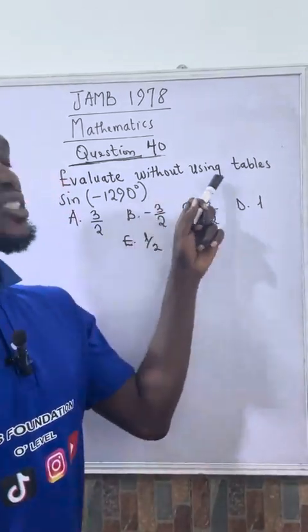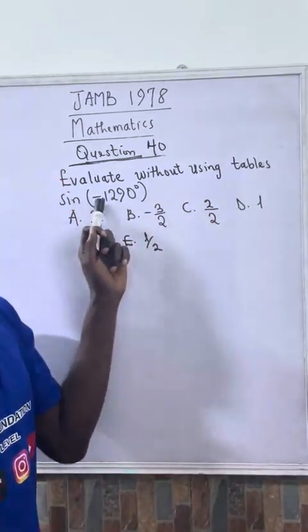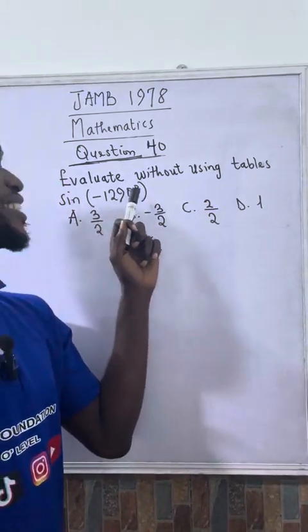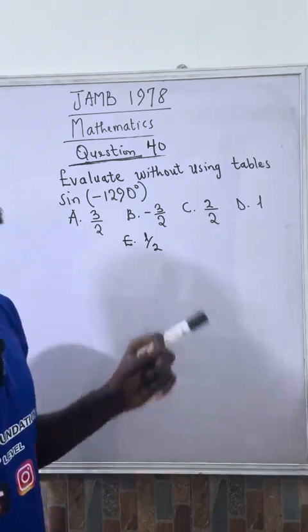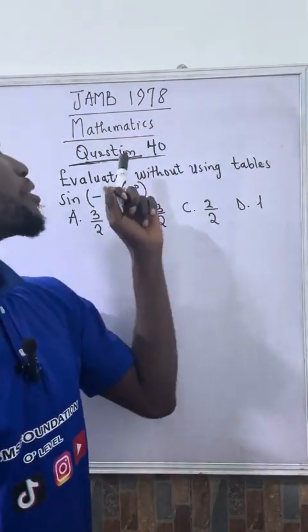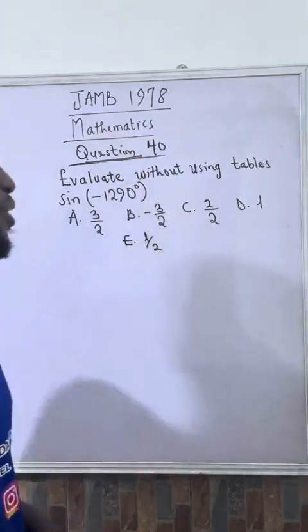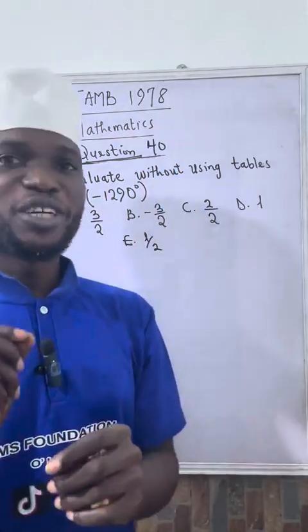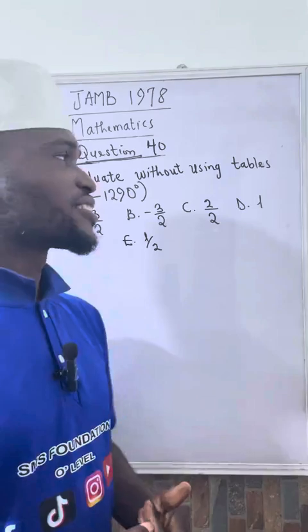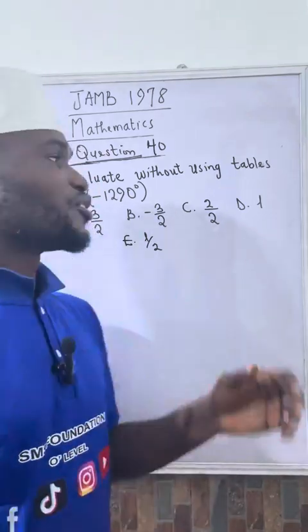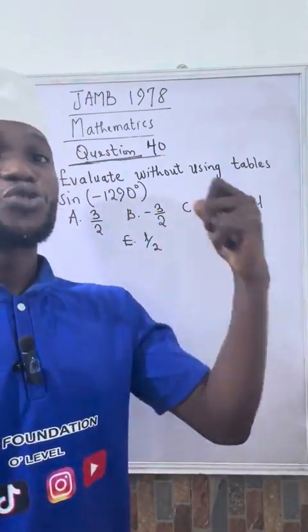Evaluate without using tables, sine negative 1290 degree. So this is JAMB 1978 Mathematics question 40. This is a question on trigonometry. There are some facts that you need to remember for it to be easy for you to solve this question.